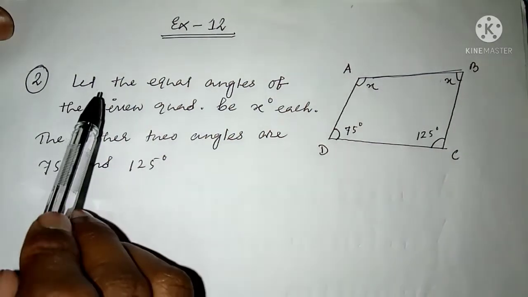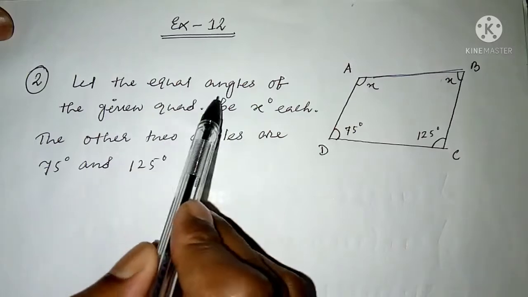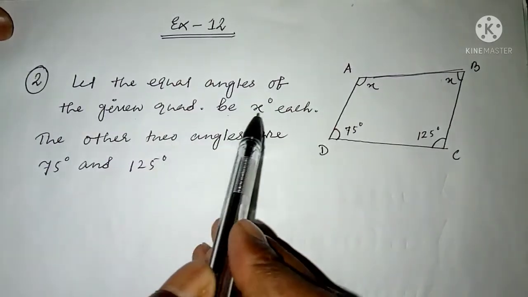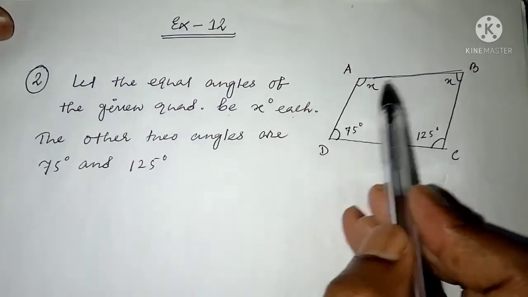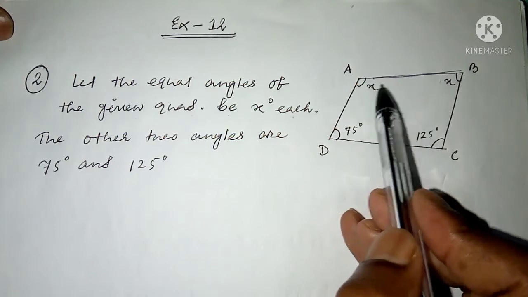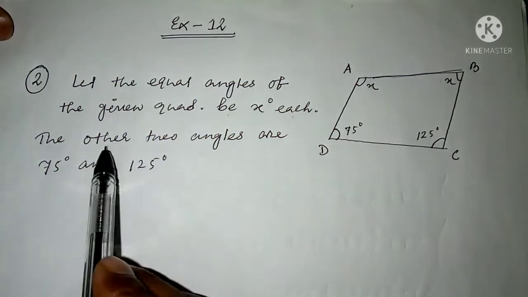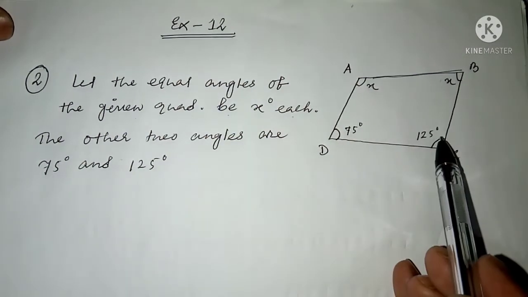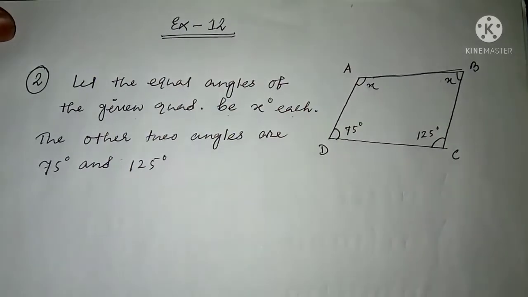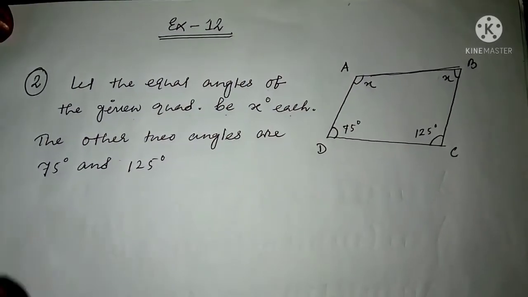So that's why you see here, let the equal angles of the given quadrilateral be x degree each. That means these two angles were equal, so I have assumed x and x. So the other two angles are 75 degree and 125 degree. Then it's very simple here.